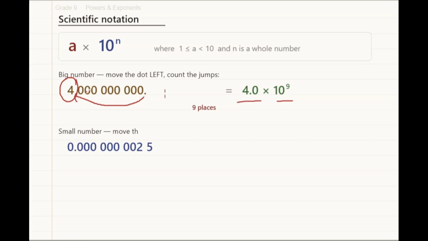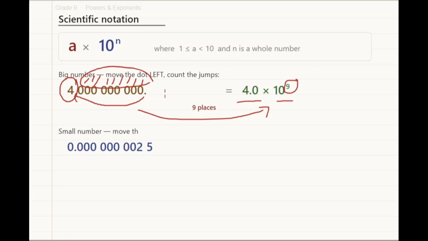So to move this decimal to this location, how many digits are we moving? 1, 2, 3, 4, 5, 6, 7, 8, 9. So here we are moving the decimal to the left by 9 digits. So the power of 10 will be 9, and this number is 4.0, or just say 4. So this is the scientific representation of this number.